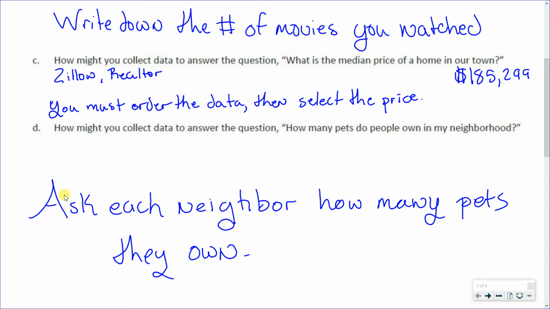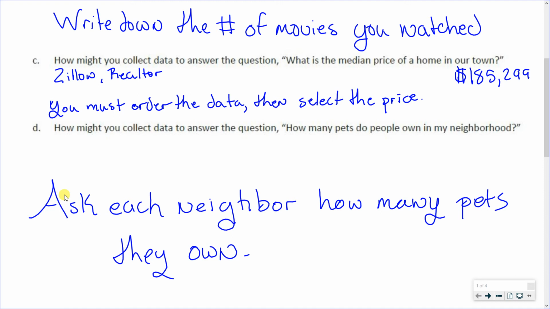So part D, how might you collect data to answer the question, how many pets do people own in your neighborhood? Well, this is a pretty easy question. In order to find out how many pets somebody owns, you got to knock on the door and ask them, how many pets do you own? And you only want to do this for a neighborhood. You know, a neighborhood, like Binghamton, Midtown, Frayser, Raleigh, Bartlett, Germantown, Cordova, Collierville, Southaven, Olive Branch. These are neighborhoods. These are communities.